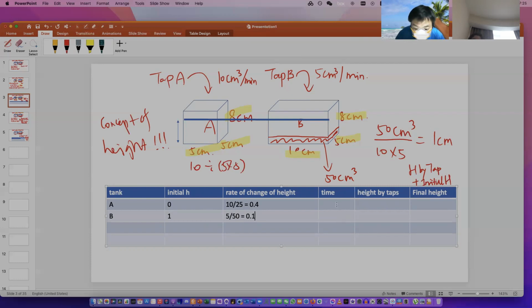So what you do next is, basically they run for the same time, time t. Now you can have height by the tabs as 0.4t for tank A and 0.1t for tank B. Then with this you can get the final height. Over here is plus 0, over here is plus 1. So you know what to do, right? After that, you just equate these two, and can you help me figure out what the answer is?